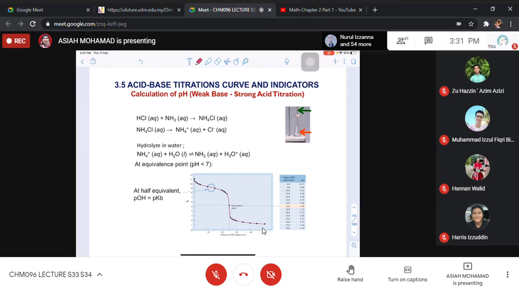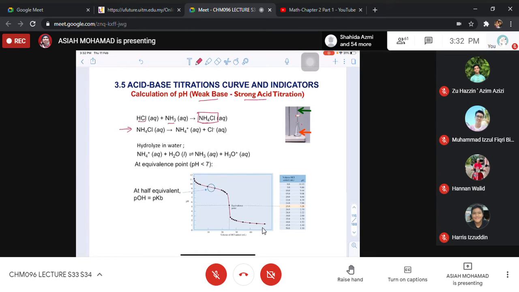And then the second type of titration is between weak base and strong acid. So this is the example here. You have HCl and ammonia. This is the salt produced. This is the salt dissociation: NH4Cl produces NH4 plus and Cl minus.